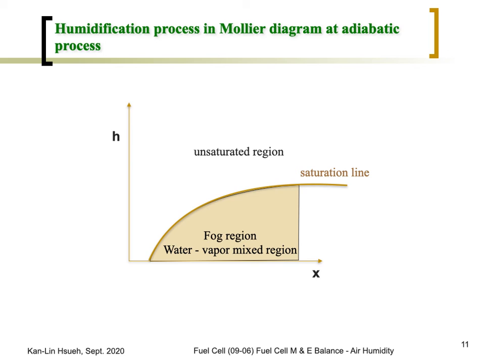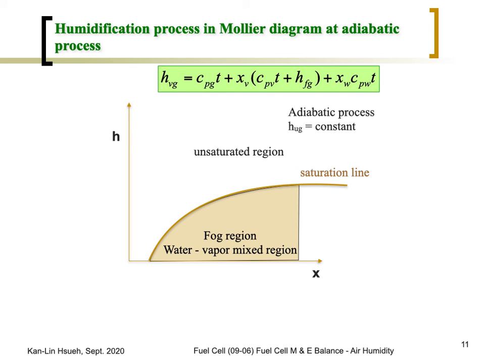And what happens if we do the humidification process adiabatically, where no heat is added or removed? From this similar diagram, the enthalpy will be kept constant. So there will be a constant enthalpy line. If you add the water in an adiabatic process, it will follow the constant enthalpy line.